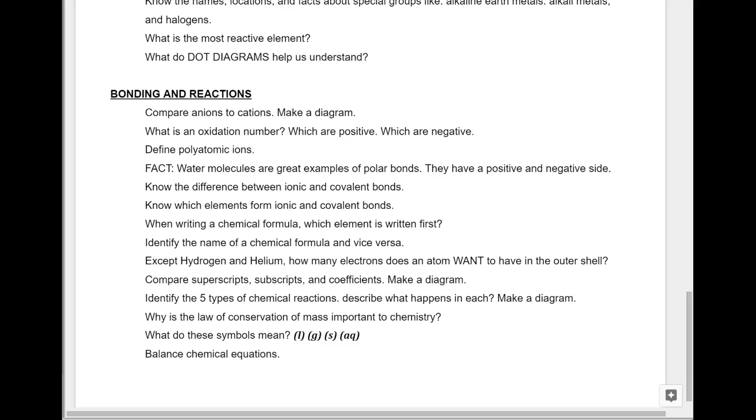What do these symbols mean? If we are looking at a chemical equation and it has an L in parentheses, that means it is a liquid. If it has a G, it is a gas. If it has an S, it is a solid. And if it's an AQ, that means aqueous. And that's a fancy way of saying it is dissolved in water.